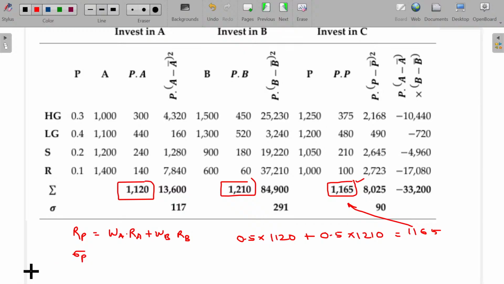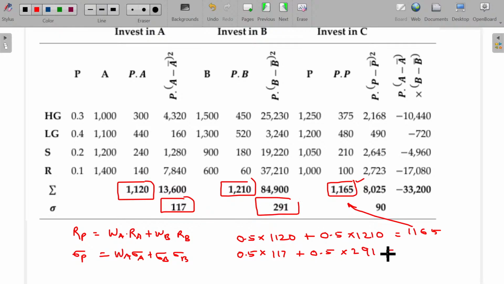And okay, what about the standard deviation of the portfolio, sir? Standard deviation of the portfolio. Can I use the same way? Weight of A, standard deviation of A, weight of B, standard deviation of B. We apply the same logic as for return calculation. Can we use the same way for the risk calculation? 0.5 of A and risk of A being 117. 0.5 of B and risk of B being 291. What is the value you are getting? 204. Is it equal to the portfolio's risk being 90?